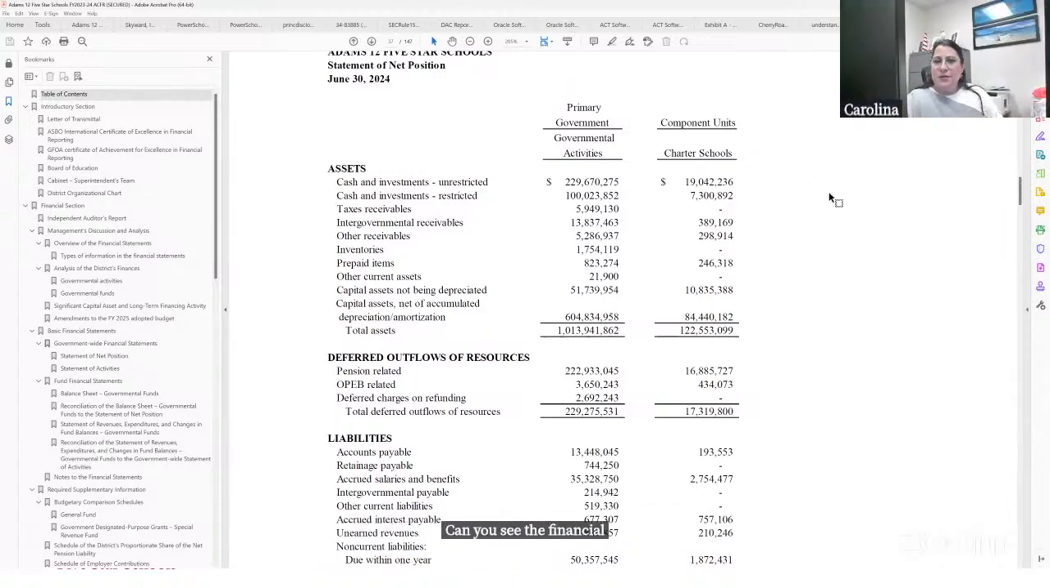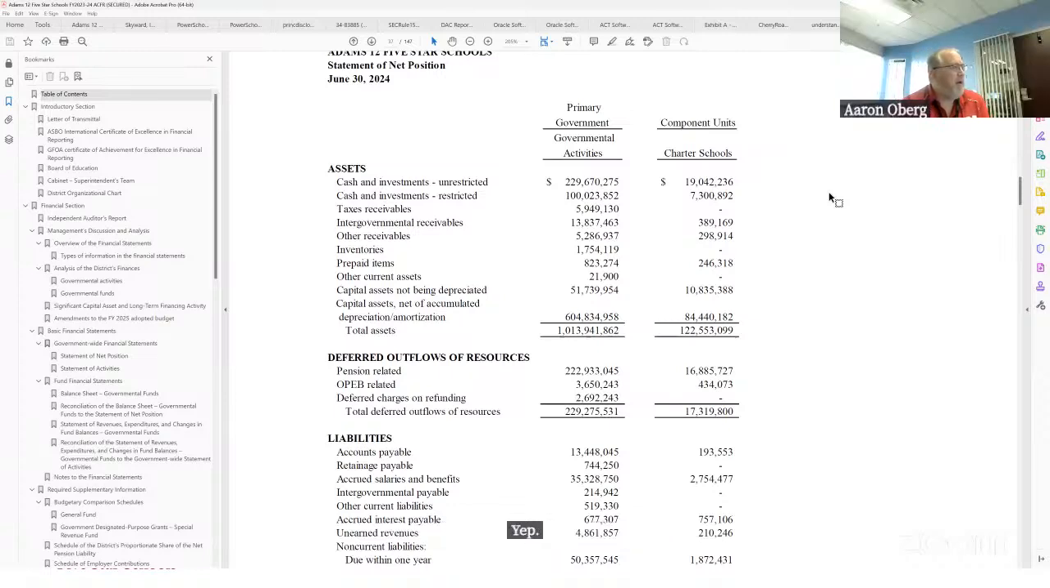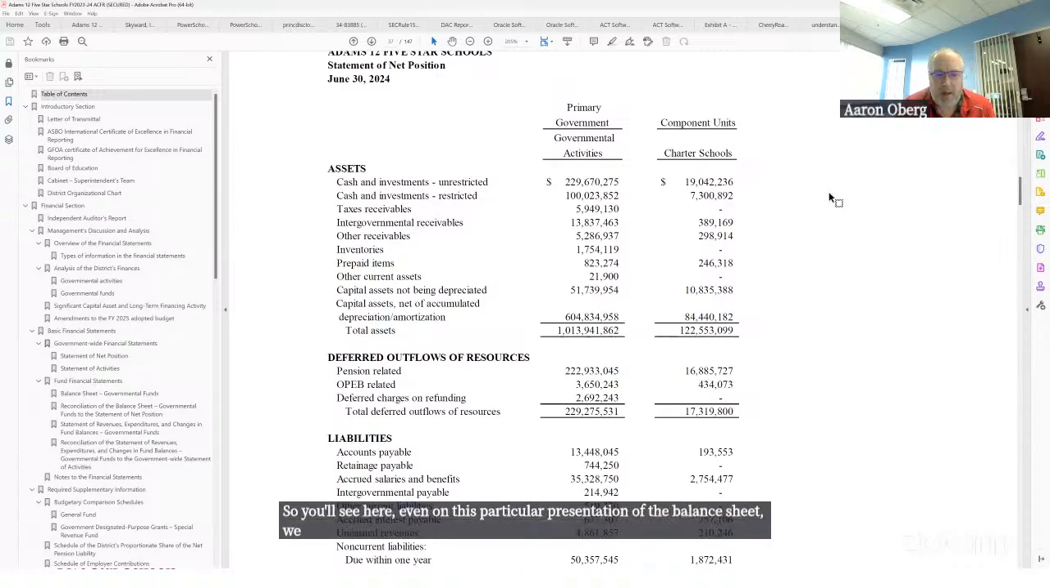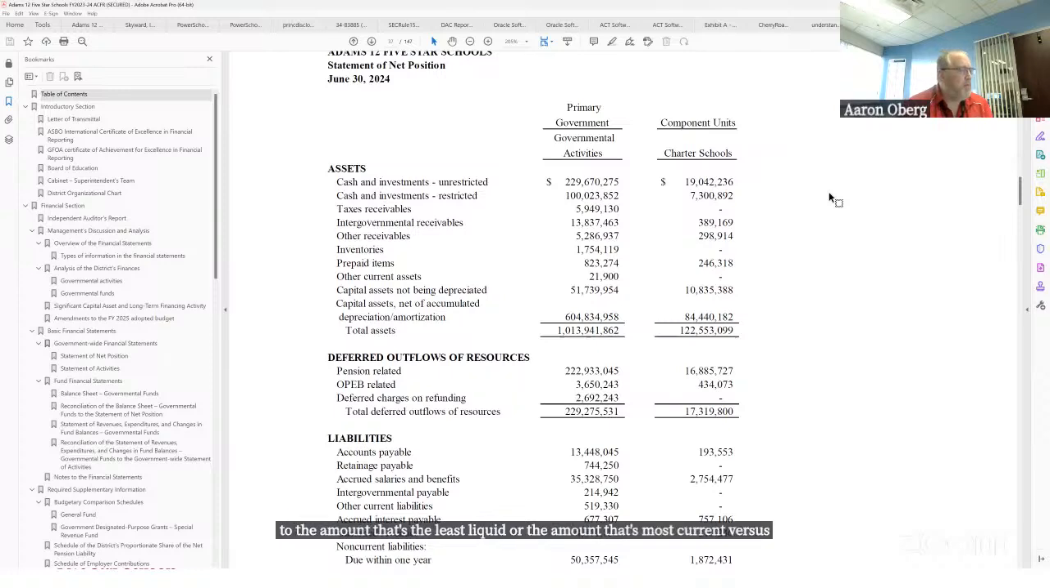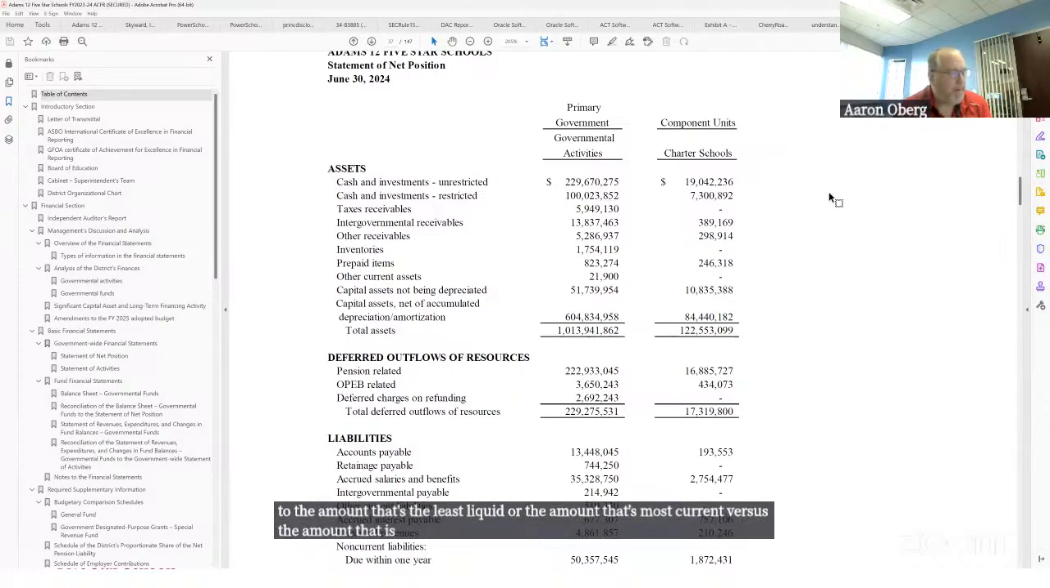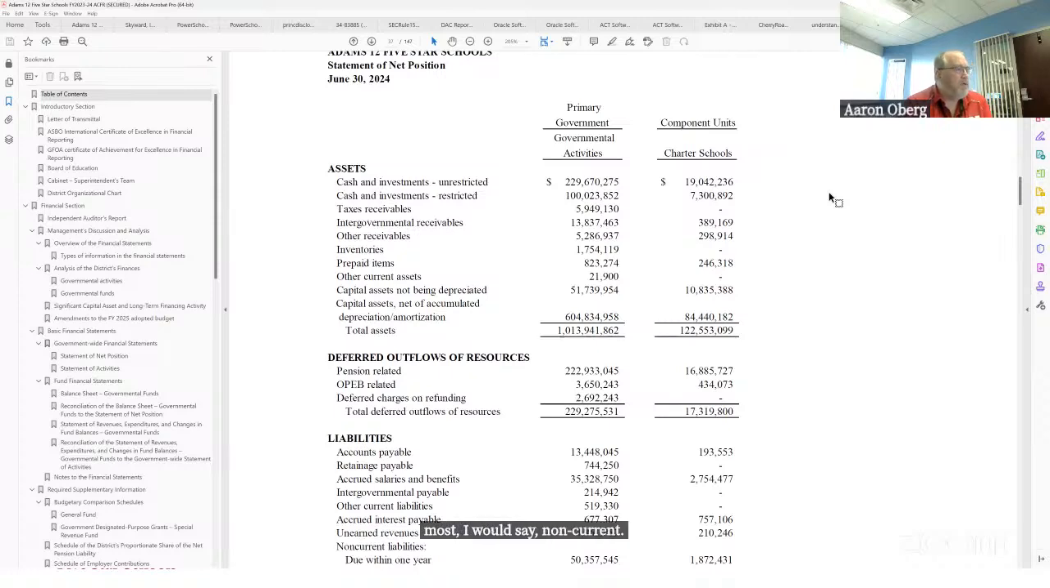Okay. Yep. So you'll see here, even on this particular presentation of the balance sheet, we would always start with the amount that's most liquid to the amount that's the least liquid, or the amount that's most current versus the amount that is, I would say, non-current. So here we would start with a normal balance sheet: your cash, your receivables, your inventory, other. Every financial statement has other. What is other? It's other.